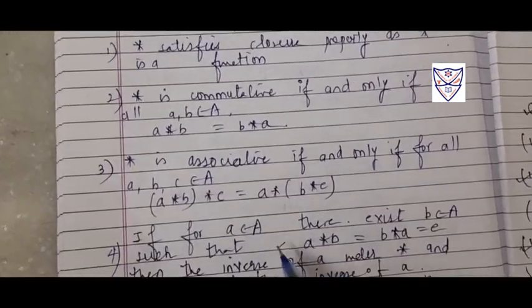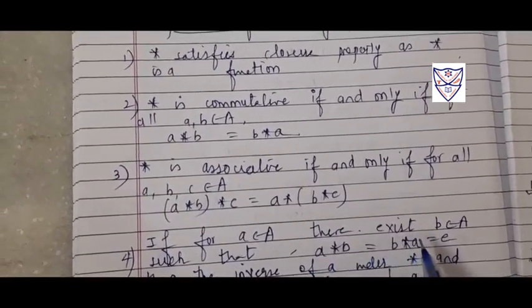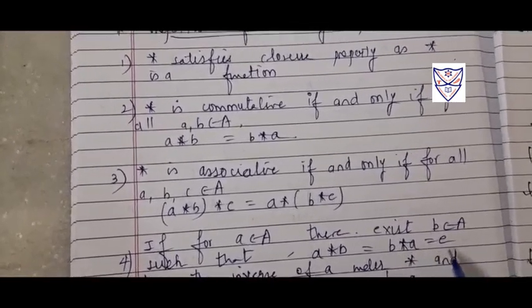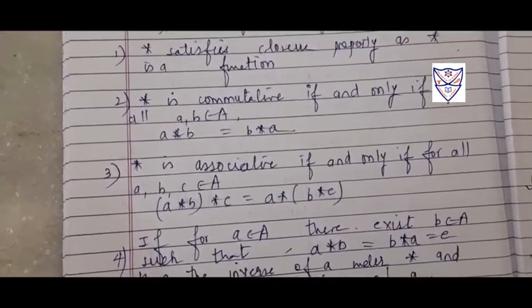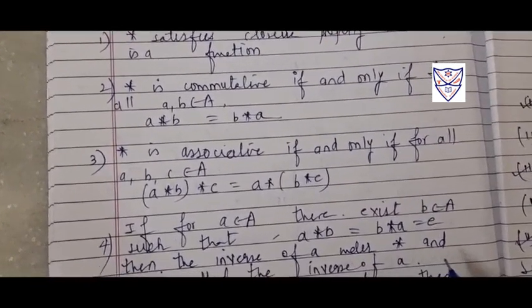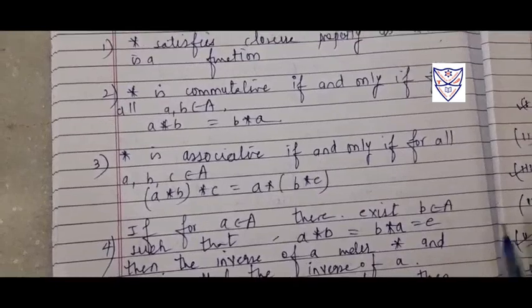So if for a belonging to A there exists a b belonging to A such that a star b is equal to b star a is equal to the identity, then b is called the inverse of a, and then a is the inverse of b.